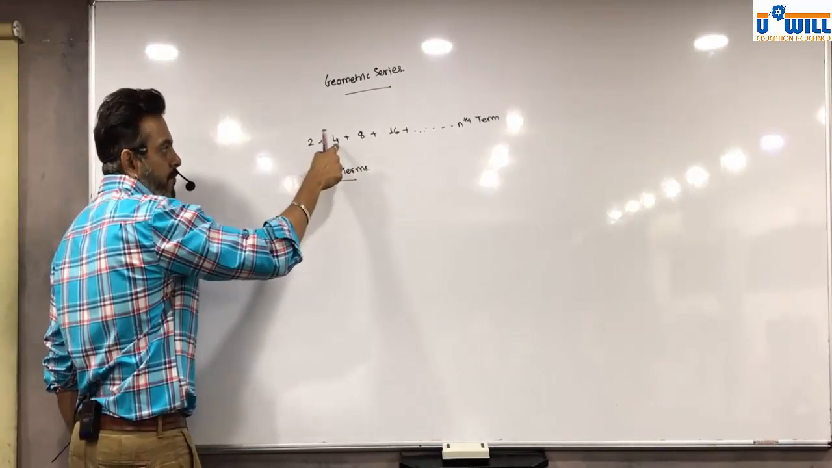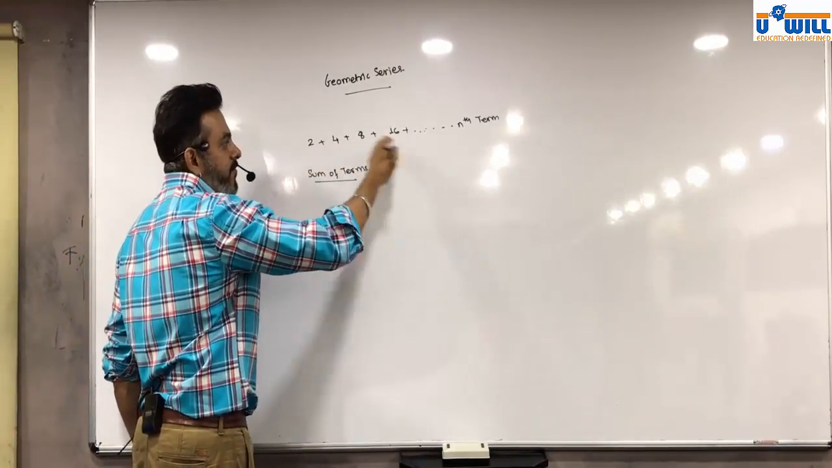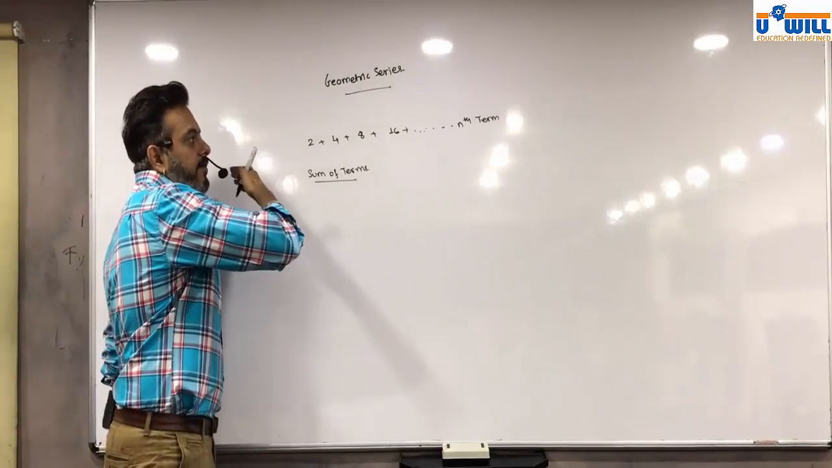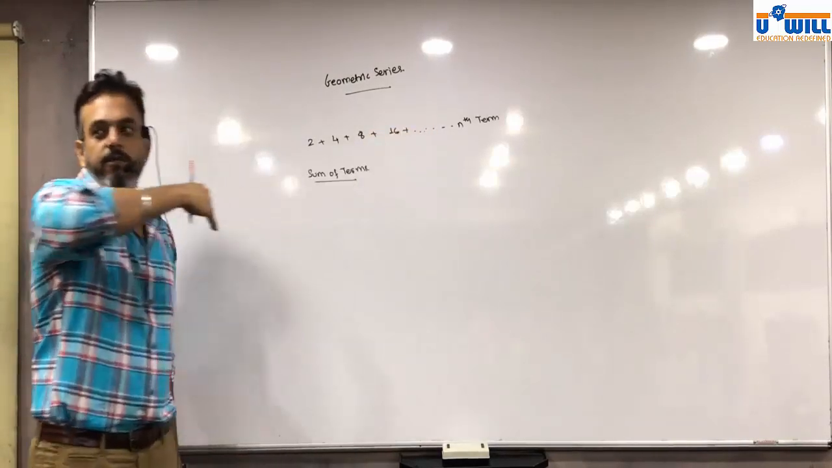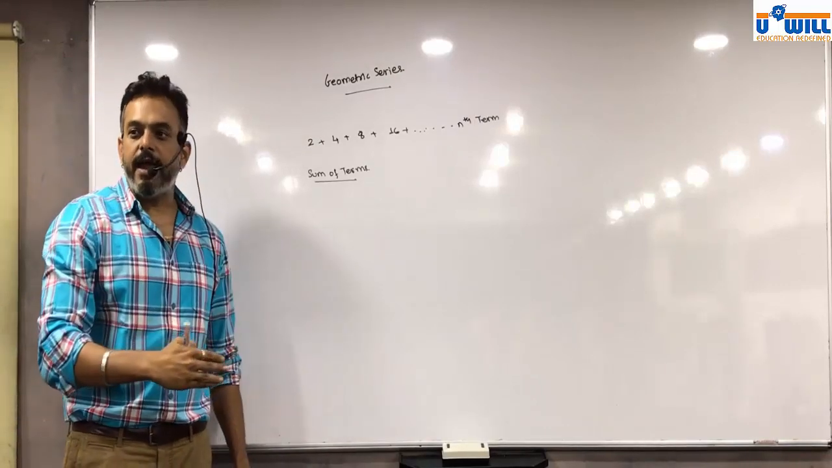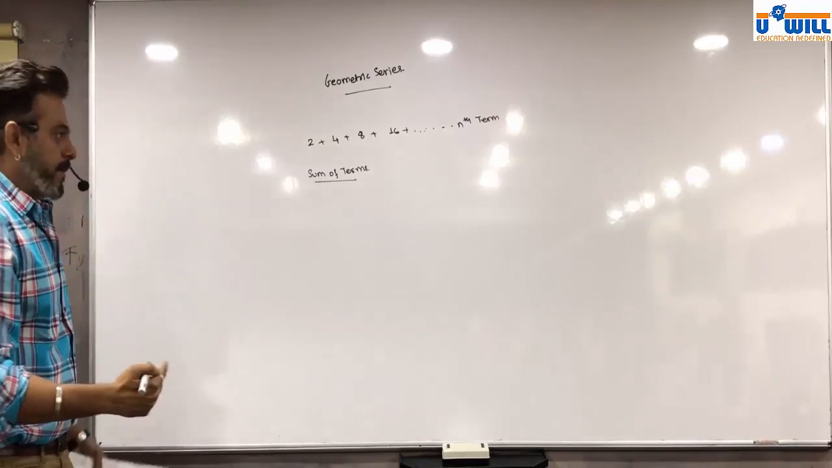Now, 2 plus 4 is 6, 6 and 8 is 14, 14 and 16 is 30. If it is 3 or 4 terms, we can do it manually. But if we have to find the total of 50 terms, 60 terms, 80, 100, 150 terms, it will be difficult to do manually. So we use some formulas.